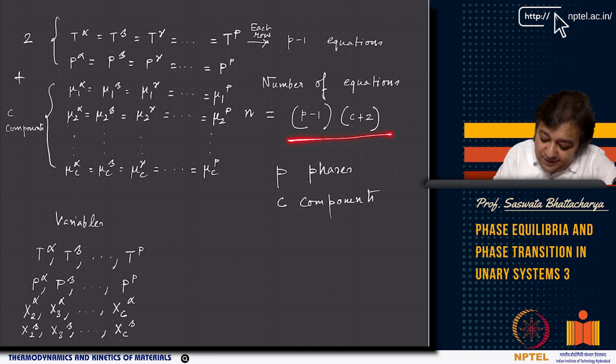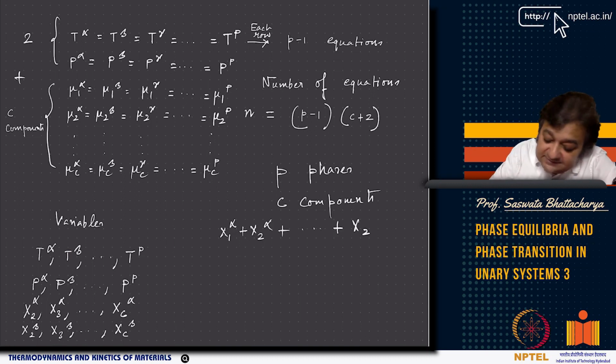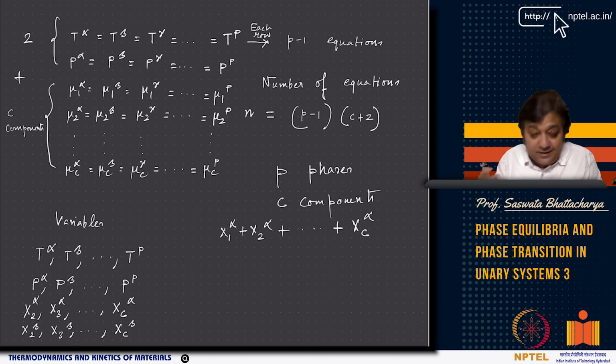Now you have component 1 up to C. If you see any phase, x1 alpha plus x2 alpha plus up to xc alpha, these C components sum to 1. That means you can choose any one of the components to be dependent and all others are independent. So you have T alpha to T^P, these many variables, then P alpha to P^P, and then x2 alpha, x3 alpha, xc alpha, similarly x2 beta, x3 beta, xc beta, similarly x2^P, x3^P, xc^P.